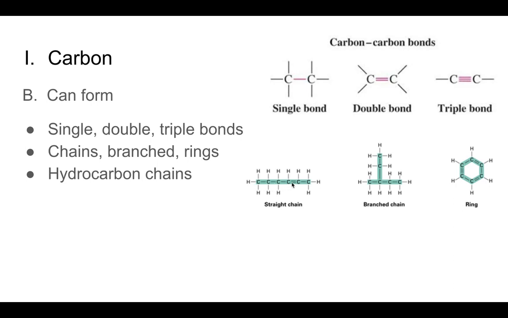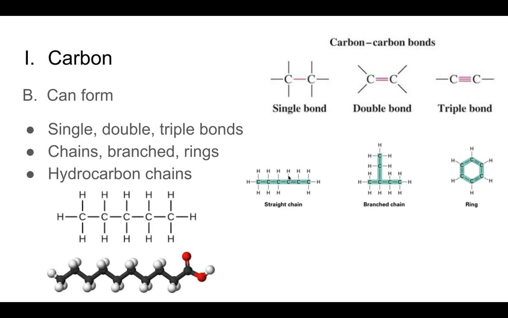So here are all of the carbons in a line. Here's a branch chain carbon. And here is a ring of carbons. Another cool thing that carbons can form are hydrocarbon chains. So these are specifically carbon chains that have hydrogens off to the side. And so here's where you can see the bonds.